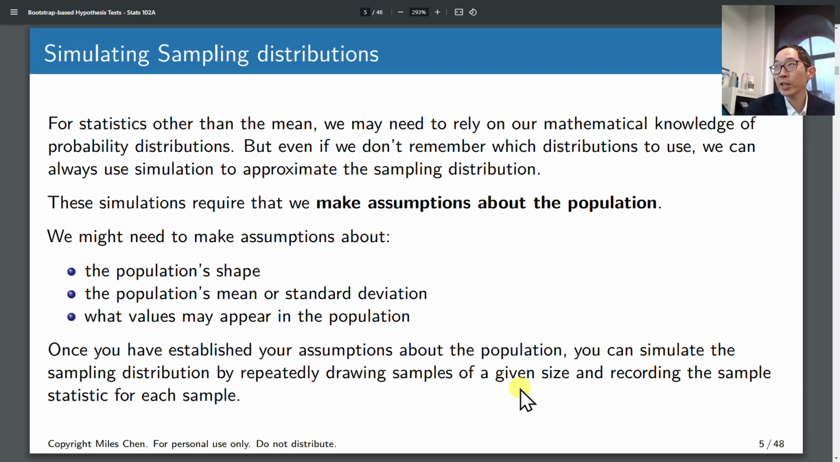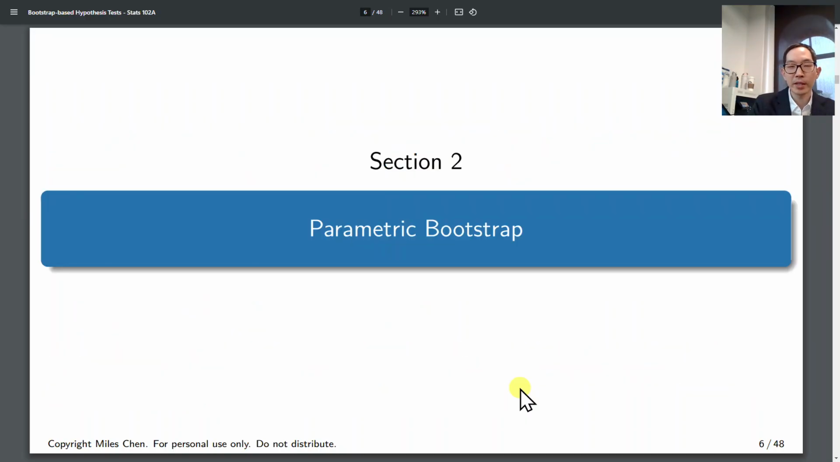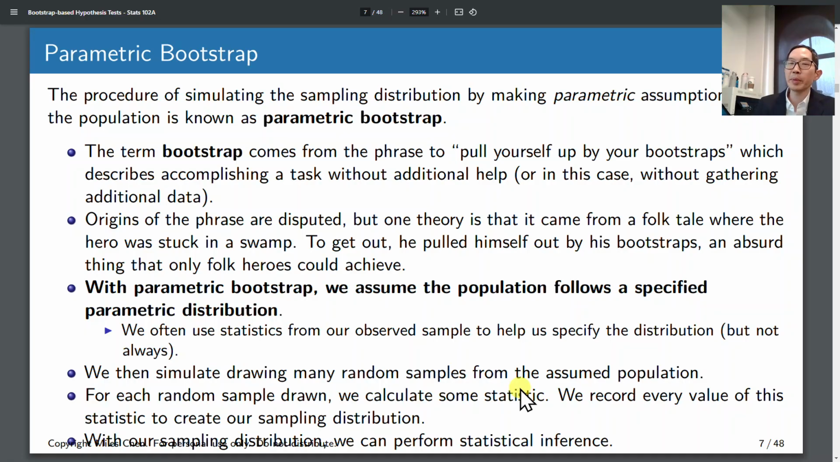But anyway, once you've established your assumptions about the population, you can simulate the sampling distribution just by repeatedly drawing samples of a certain size from that population you assumed or hypothesized about, and then recording sample statistics for each sample. Okay, so we're going to start off with the parametric bootstrap. The procedure of simulating the sampling distribution by making parametric assumptions about the population, we call that parametric bootstrap.